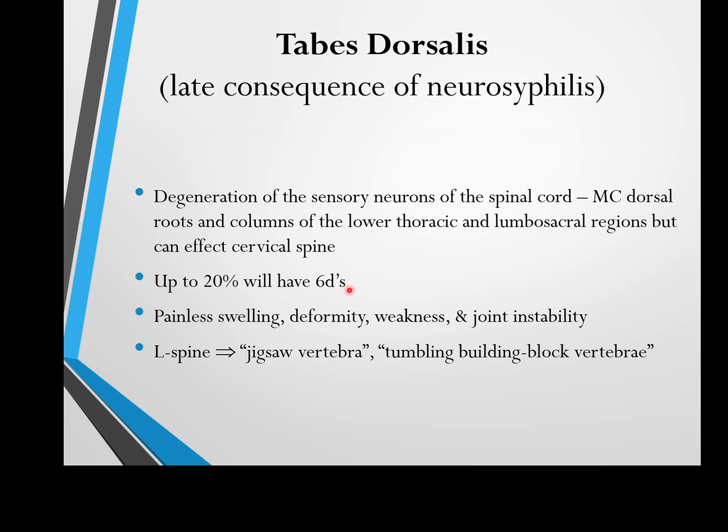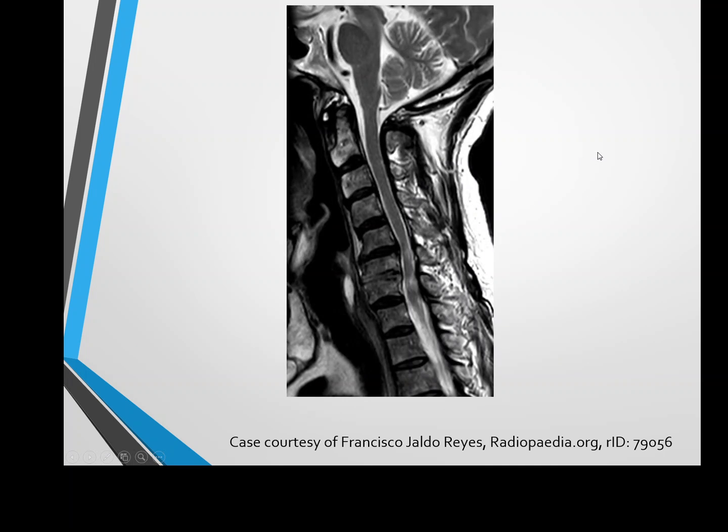Up to 20% of these patients will also have the 6Ds present as well. You will have painless swelling, deformity, weakness, and obviously joint instability. The lumbar spine is often referred to as jigsaw vertebrae or tumbling building block vertebrae in their appearance on plain film X-ray. So just here we have a lovely MRI scan of a patient with tabes dorsalis, which can be seen in the mid to lower cervical region of the spinal cord, with the high densities and high signal from that area of the spinal cord.